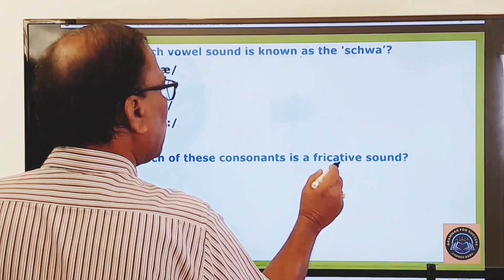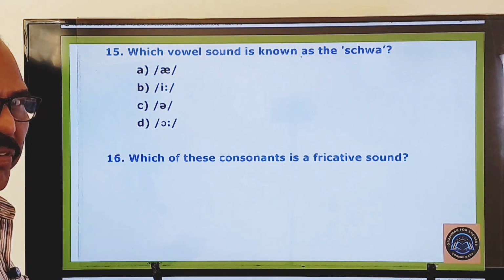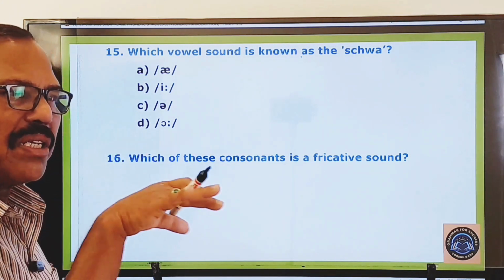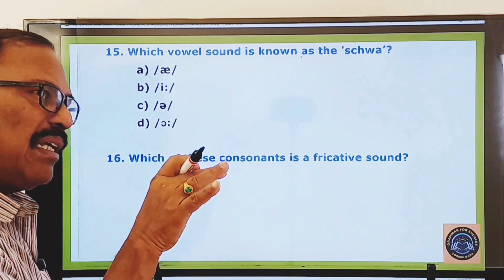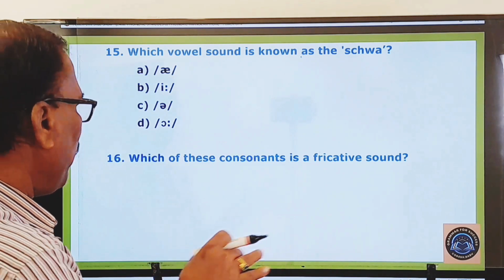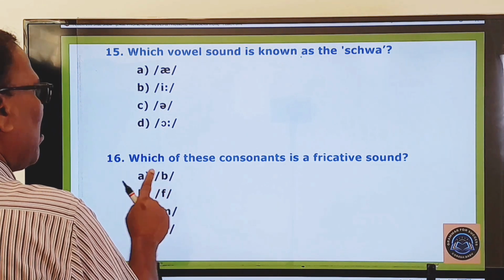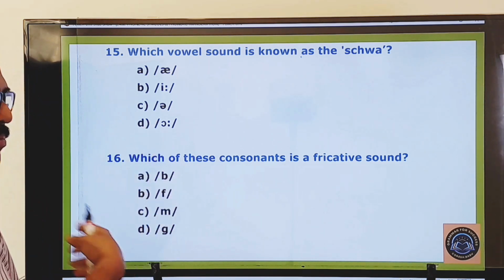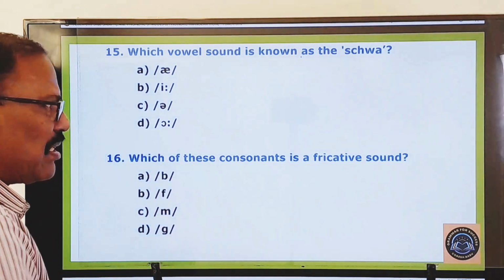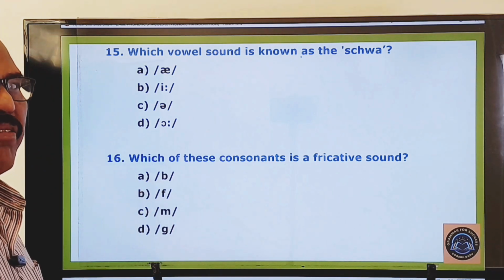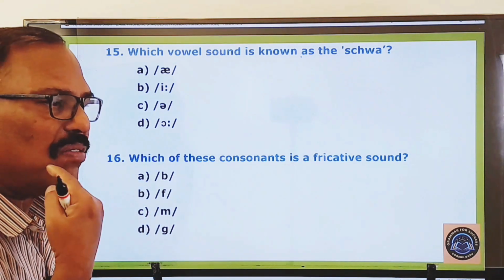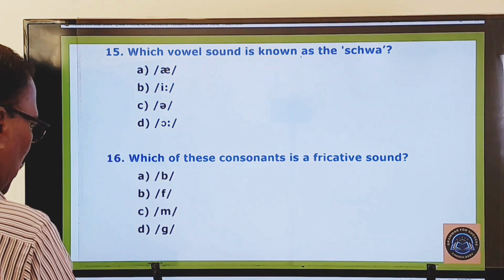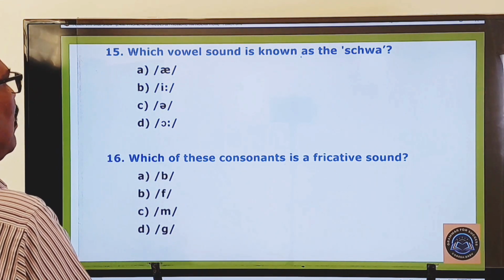Which of these consonants is a fricative sound? Fricative means when the airflow is blocked, the sound will be passing from the sides. So then that fricative is formed. Okay. And here what is that? It's ba, fa, ma, ga. So now I am pronouncing these consonantal sounds. You can easily understand. Fricative. The sound is passing through the sides. Okay, right. And you can easily choose that sound. Now you go to other questions.